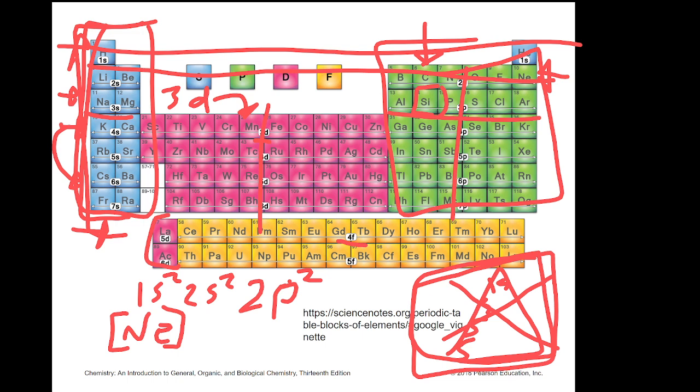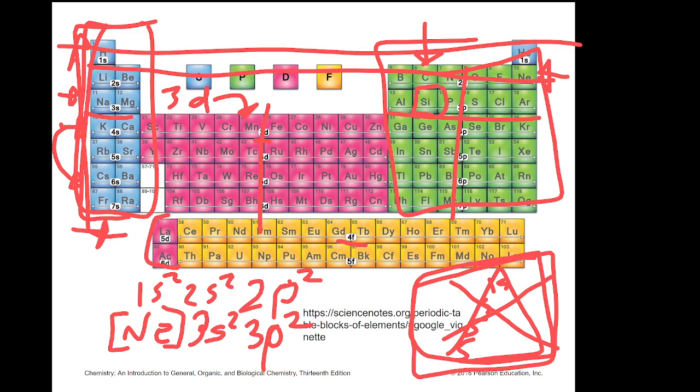What's the next part? 3s, because we're on the third period, S. Are we filled in for the S's? We passed that? Yeah, so that's 2. Okay, and then what's the next one? 3p, very good. And then how far are we into that one? 2. Very good. And that would be silicon. That saves you a lot of time, doesn't it?